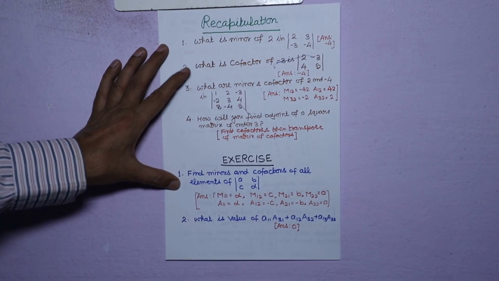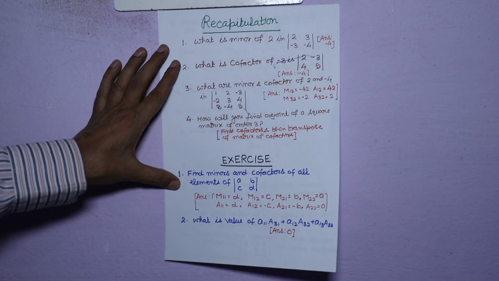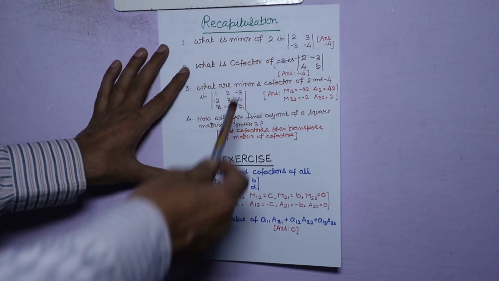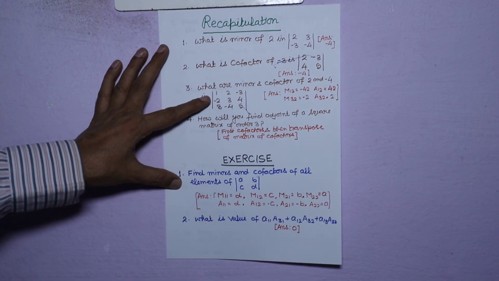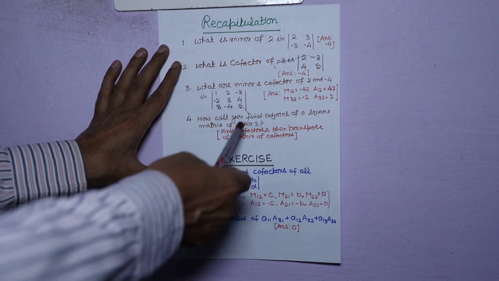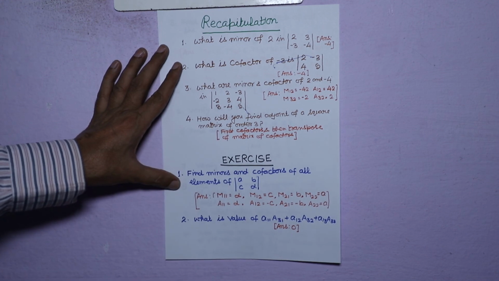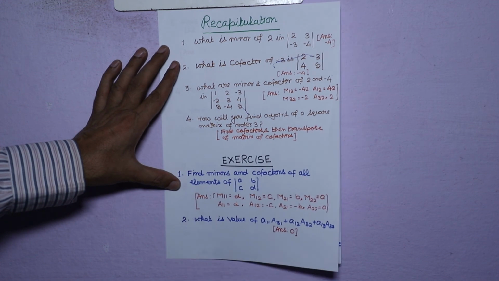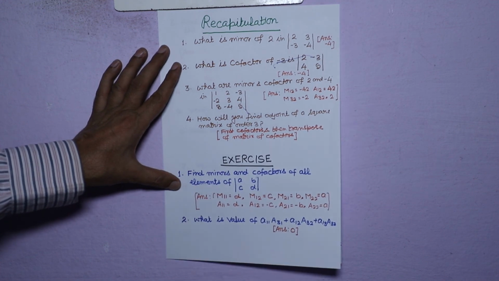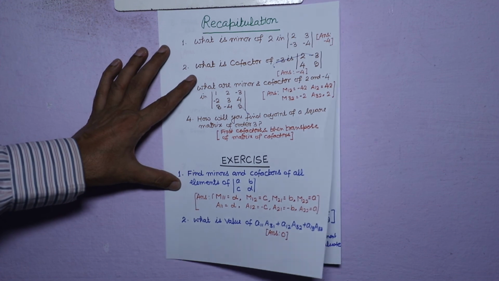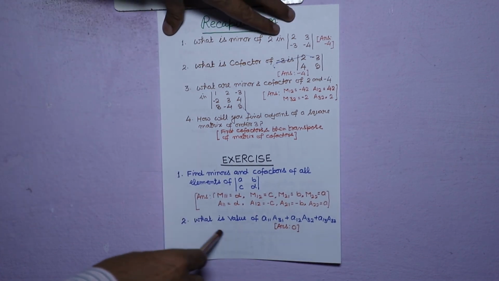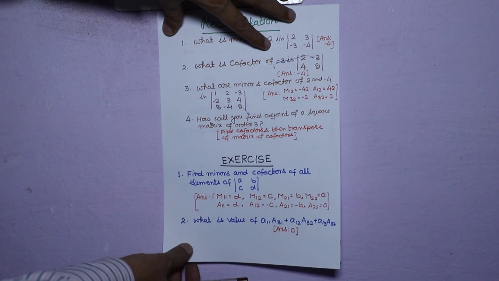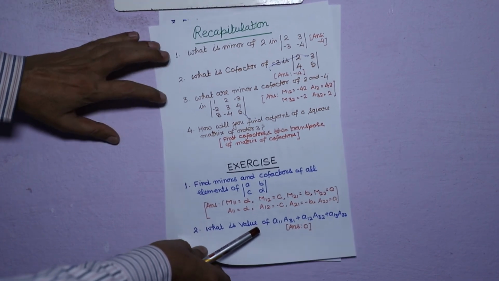So students, what have you learned through this? What is the minor of 2 in this determinant? Minus 4. What is the cofactor of minus 3 in this determinant? What are the minor and cofactor of this determinant? And how will you find the adjoint of a square matrix? Yes, first you will find the cofactors, then the transpose of the matrix of cofactors. Now what you have studied today, you also have to solve for your drilling and practice. Solve these questions.